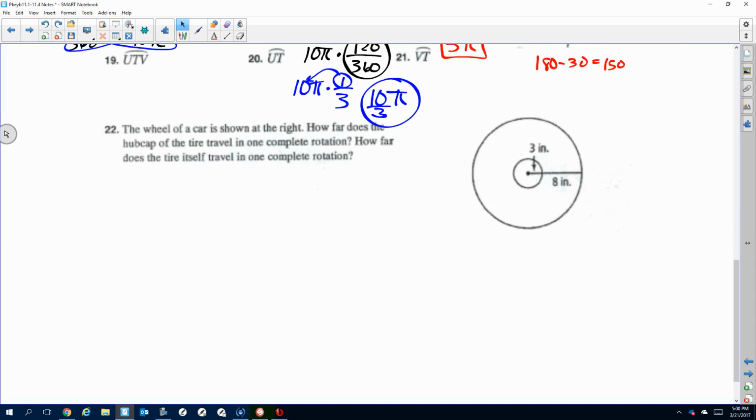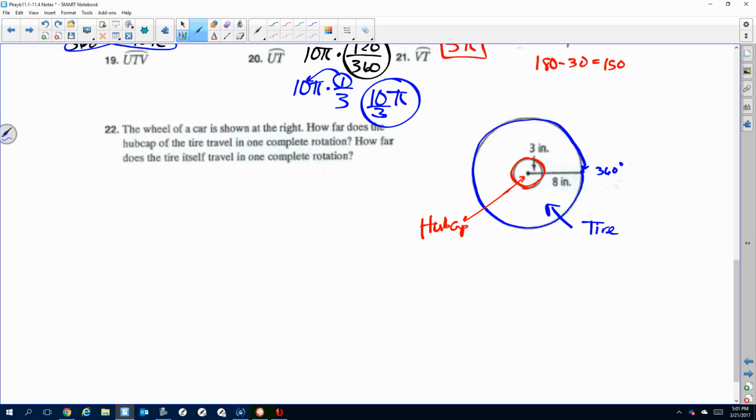So they want us to figure out one complete rotation. So if I travel from here all the way around, what angle, what degrees is that? Yeah, that's 360. So they want us to figure out one complete rotation for the hubcap, and the hubcap is here in the center right here. So that represents the hubcap. And then a complete rotation for the tire. Well, the tire is the whole part right here.